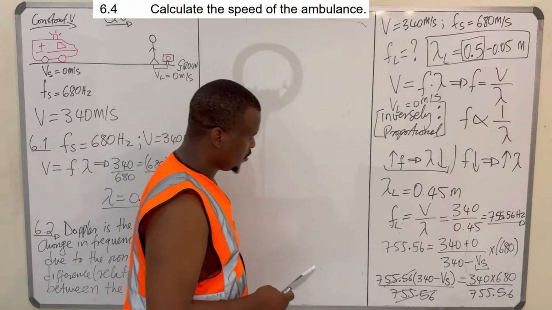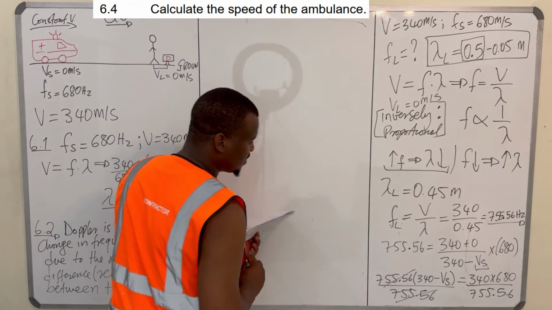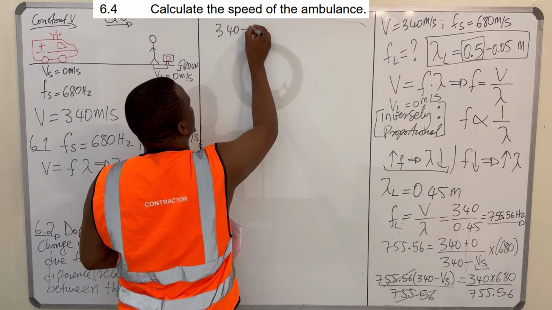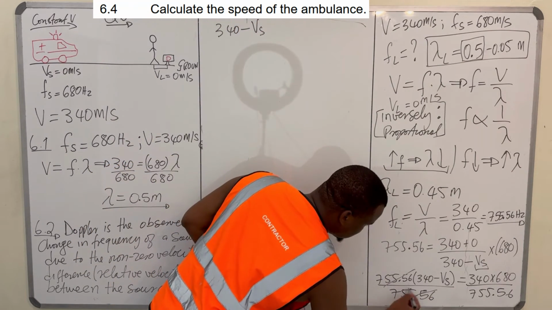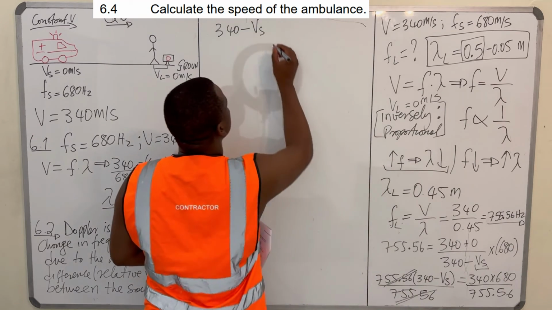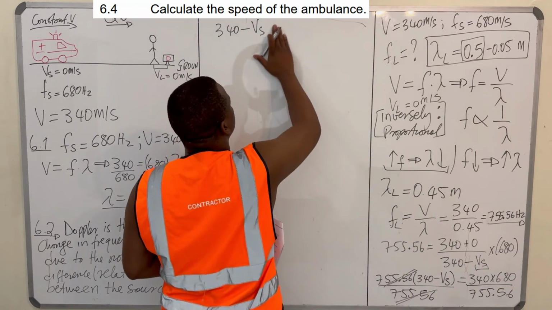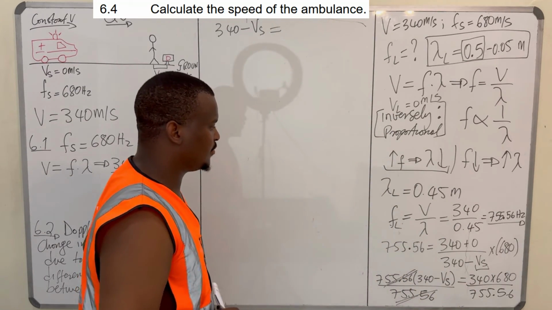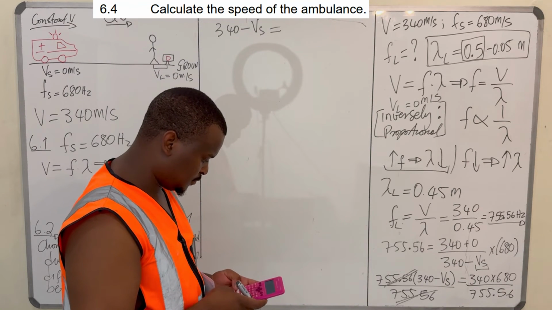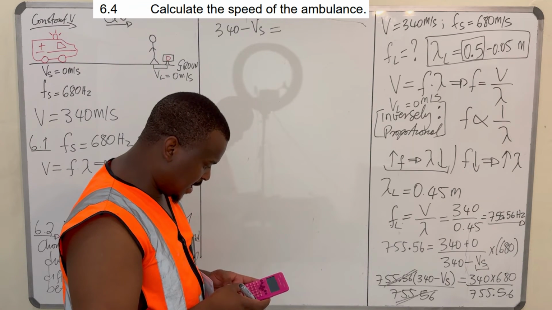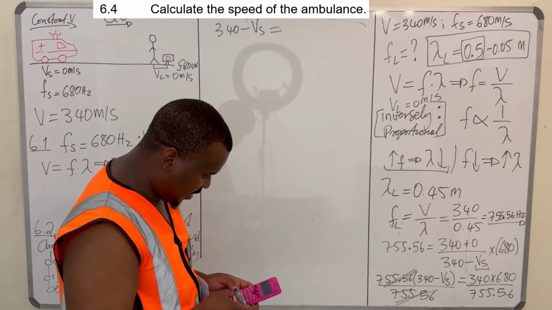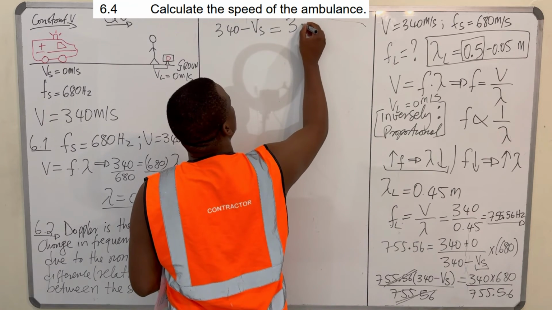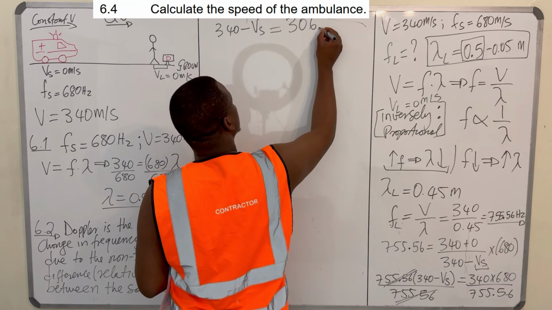Okay, so now we continue. So this side will be left with 340 minus the velocity of a source, because these two did cancel out. Then it is equal to the answer of this thing. So you say 340 times 680 divided by 755.56. So you get that this is 306.00.